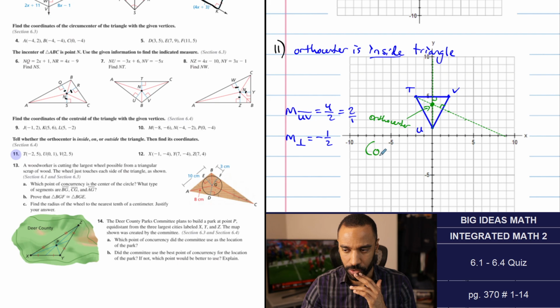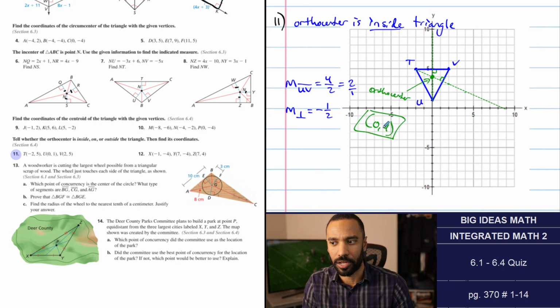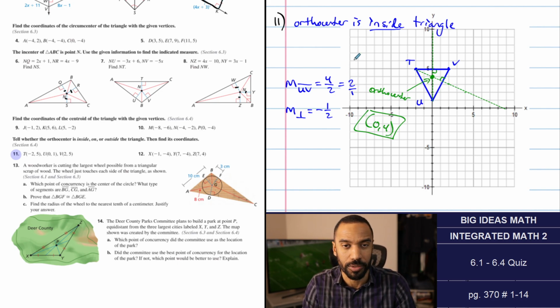Which is at (0, 4). That is the answer to number 11. Inside the triangle as well. I didn't draw V, didn't really need to. Number 12. No fractions yet. I feel good about that.